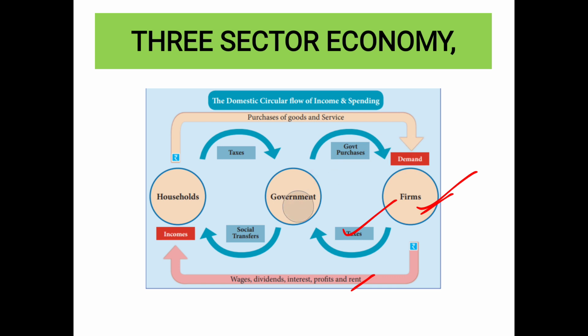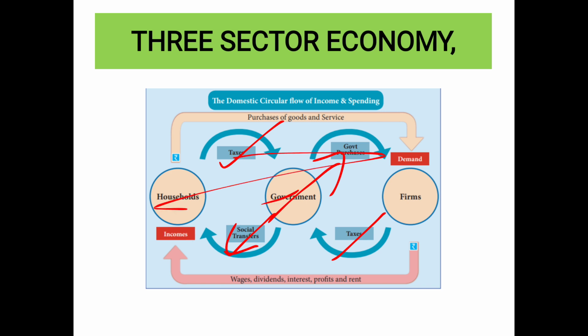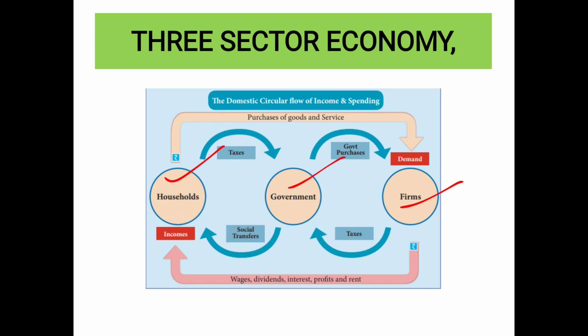So the easy way to remember this: you have tax this side plus you have tax this side. Then you have social transfer, and on the opposite side you have government purchase. The easy way to remember. So in the center we are supposed to have household, government and firms. From the household, you can see it is going towards the firms. From the firms it is going towards the household.